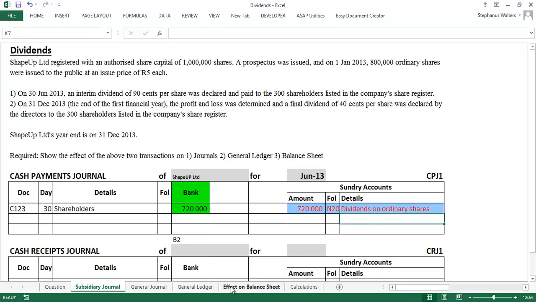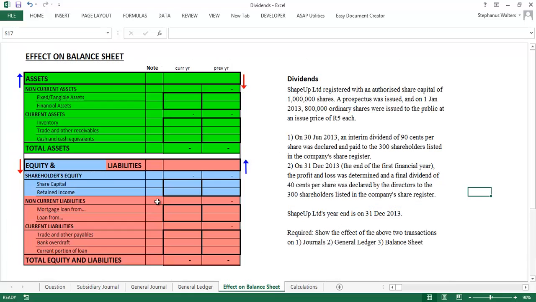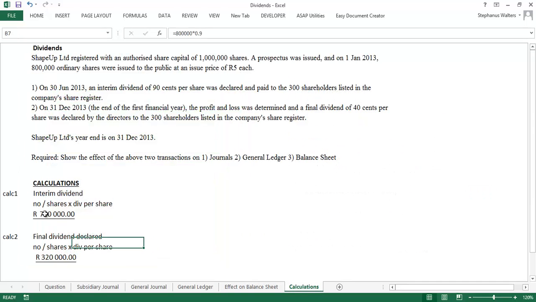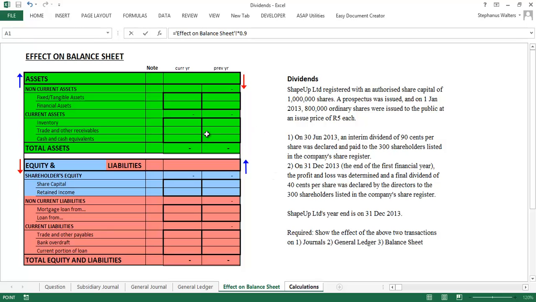Great. So the last thing for us to do is to show the effect of this first transaction, which is the interim dividends of 90 cents per share. Don't be confused by the fact that it was paid to 300 shareholders. That is just information given to confuse you. There's 800,000 shares that were issued, and that is what we use in our calculation. We use 800,000 shares, not the actual number of shareholders, because remember, each shareholder may actually own more than one share. So let's look at the effect on the balance sheet here.